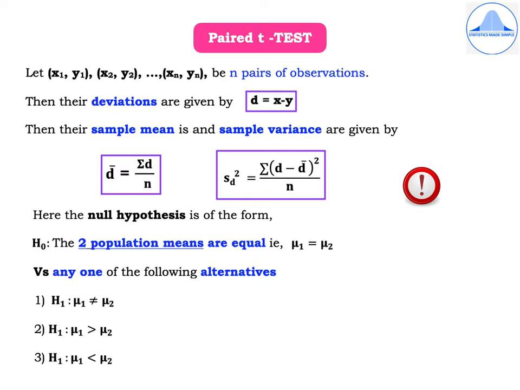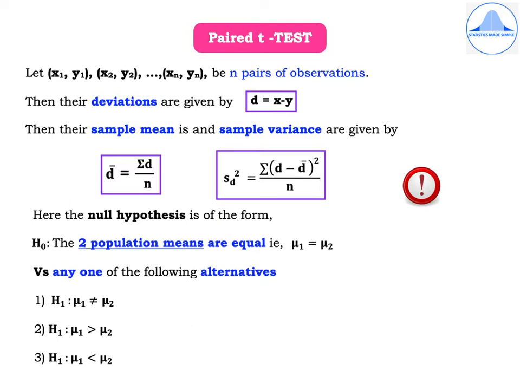Let x1, y1, x2, y2, and so on up to xn, yn be n pairs of observations. Then their deviations are given by d equal to x minus y. Then their sample mean is d bar equal to summation d divided by n, and sample variance is denoted by sd square, which is equal to summation d minus d bar the whole square divided by n.